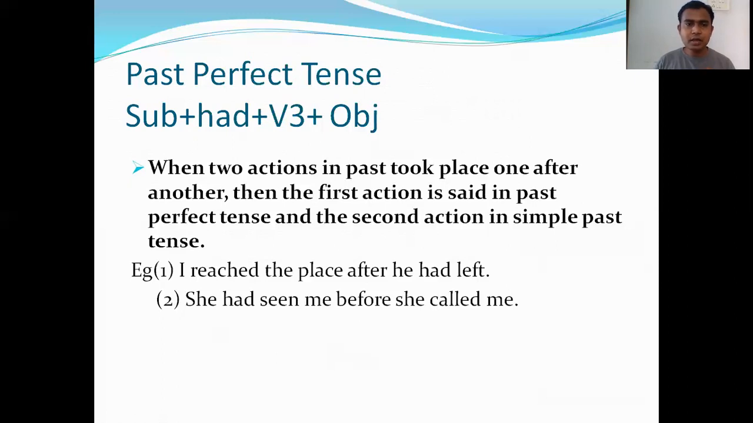Like for example, I reached the place after he had left. You see, we are using verb 2 here. I reached the place after he had left. So along with he, we have used had here and verb 3, left. So this action happened first, and this action happened second. She had seen me before she called me. See here, she had seen me before she called me.